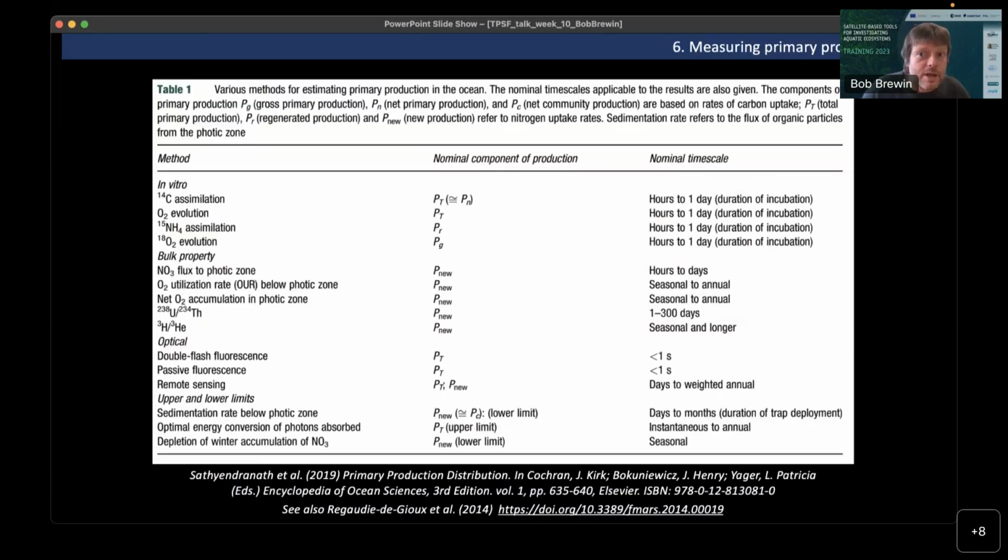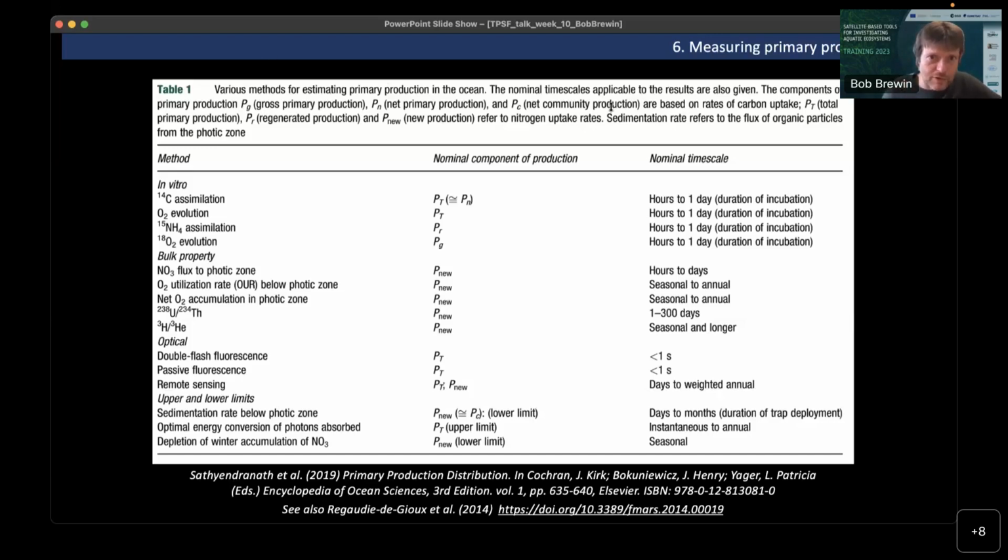Now, in terms of measuring primary production at sea, in the modern era, there are a whole range of techniques to do it. And I don't really have the time to go into all these different methods. The 14C method, I'll talk about it maybe briefly in a little bit. This is a table that was taken from a recent book chapter published by Schuber in 2019 that lists the various methods we can measure primary production in the ocean.